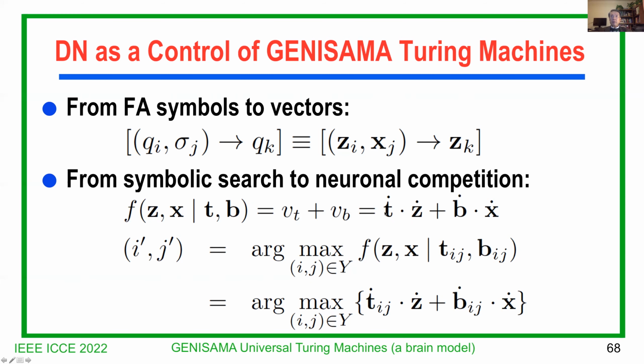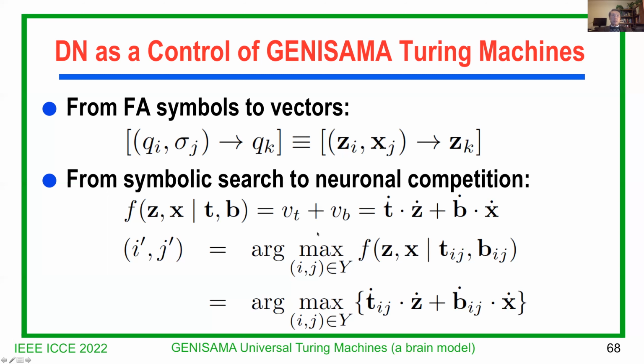VT, VB. VT is the inner product of the two unit vectors, T and Z. Two unit bottom-up vectors and X. And this maximum is 1, minimum -1. Maximum 1, minimum -1. So the maximum is 2 in this case.